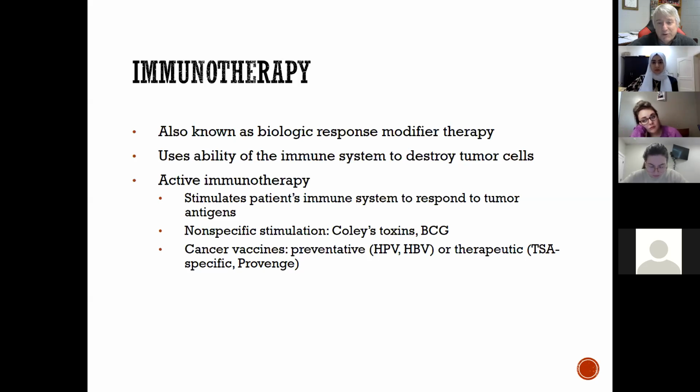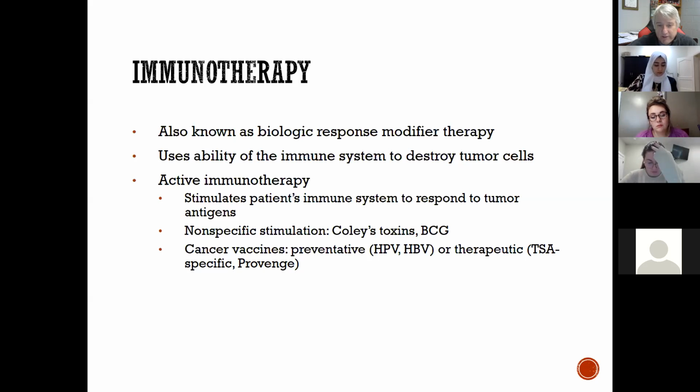So biological response modifier therapy: we use the immune system to destroy tumor cells by what we know works, what the immune system has shown us about how it attacks different things. We can use that knowledge to work on the patient. We can stimulate the patient's immune system to respond to a tumor antigen. If we know what marker works best with the immune system, maybe we give that antigen to the patient and get the immune system revved up more to try to eliminate or attack.